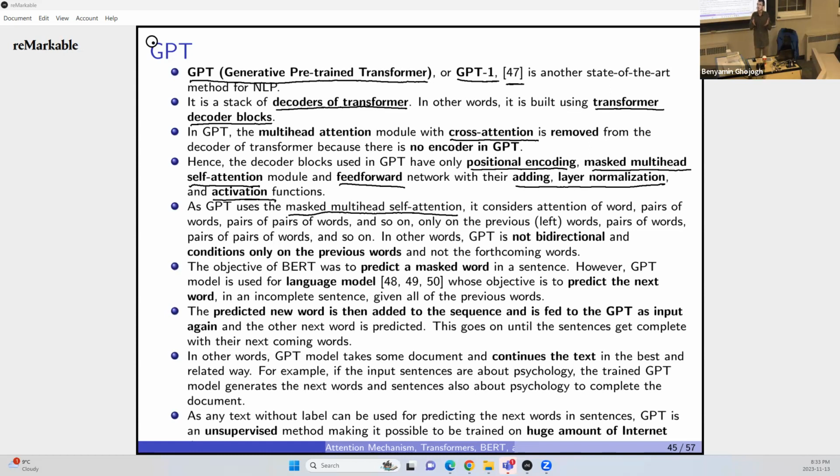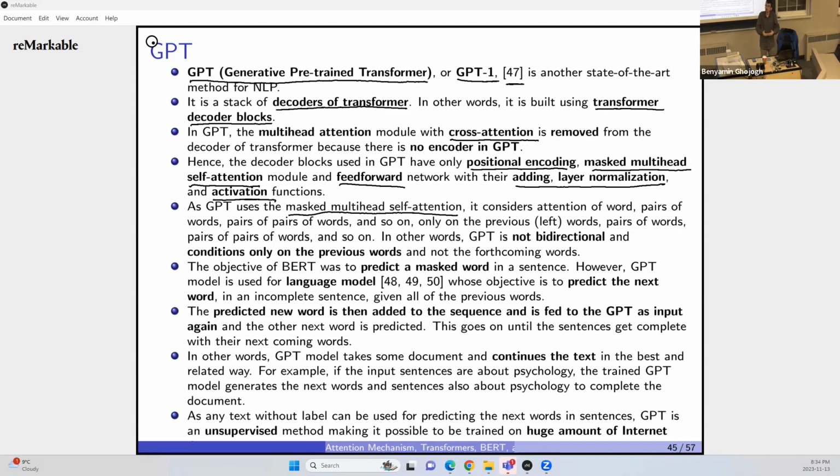The task of BERT, what was it? You have some word somewhere in the sentence, maybe at the start, in the middle, or at the end. Given the other words in the sentence, what is the probability? What is this word? Let's predict this word. It's bidirectional. But GPT's task is completely different. It says that given the previous words, what is the next word?